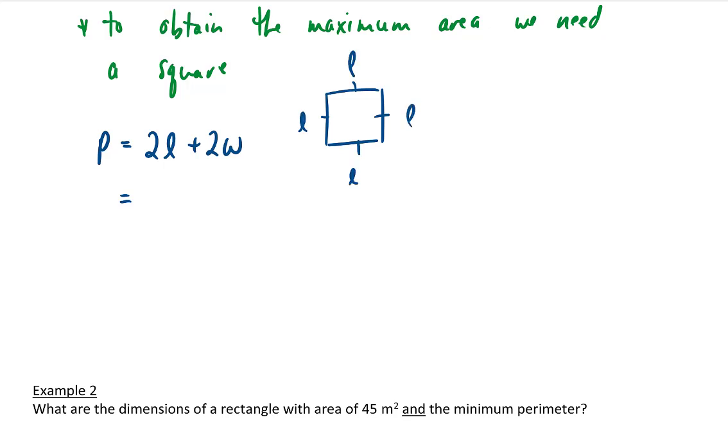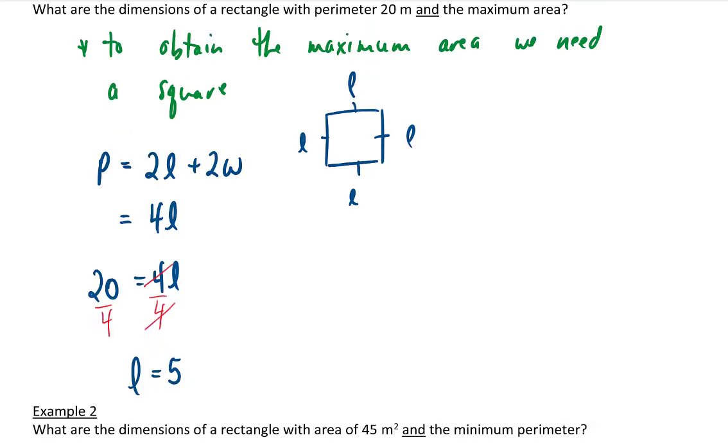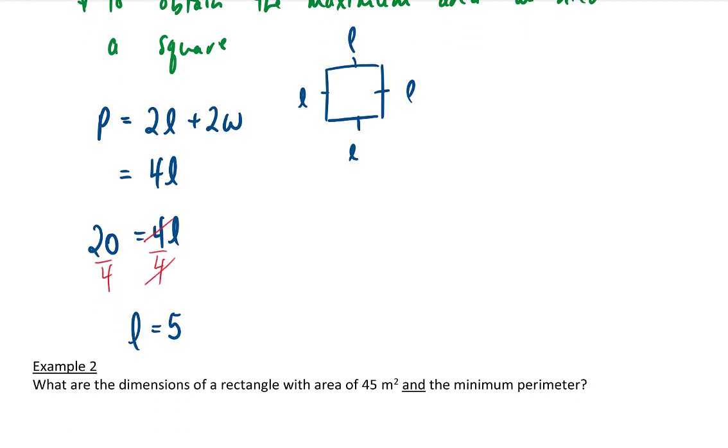So the perimeter is in fact just 4 lengths. So since we're told that the perimeter is 20, we have 20 is equal to 4 lengths. So if we want to know what 1 length is, we divide by 4. Right? If we want to solve the equation, we divide both sides by 4. And this tells us that we have a square with a length of 5. Since the question asks what are the dimensions of a rectangle with a perimeter of 20 and the maximum area, we now know the dimensions are 5 meters by 5 meters.